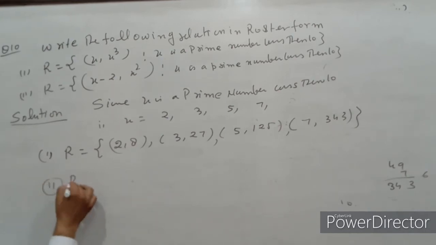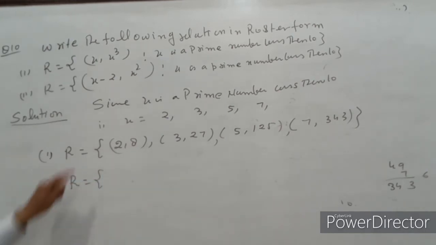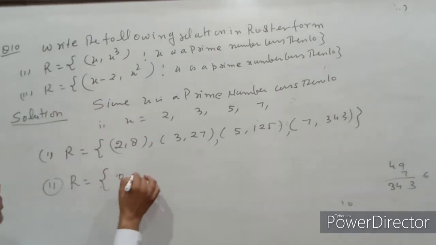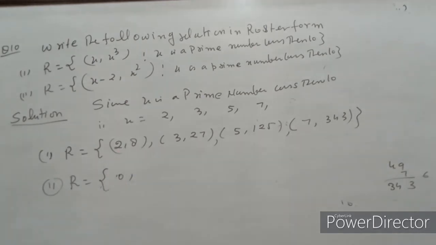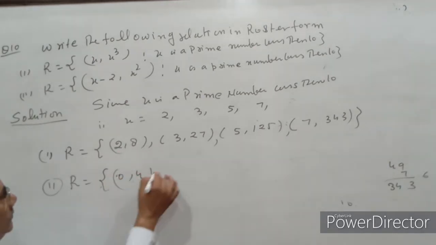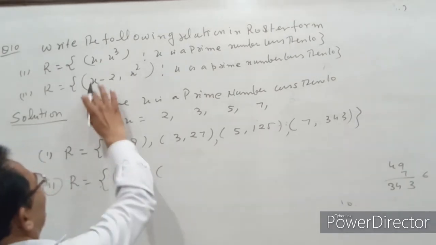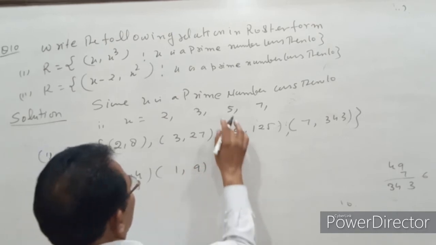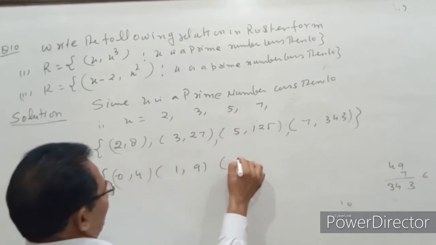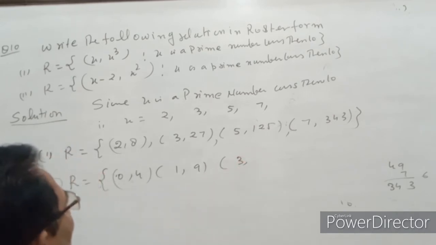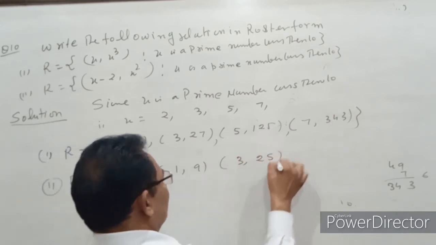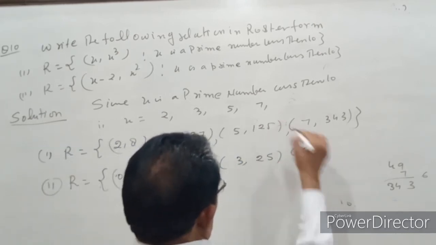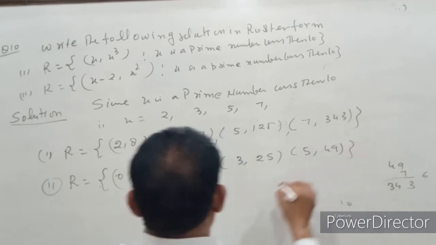अगर हम देखें तो R is equal to, we put x is equal to 2, that is 2 minus 2, 0, और हमने रखा यहाँ पर x is equal to 2, तो 0, 4. Next is 3 minus 2, 1, और 3 का स्क्वायर 9, और that is 5 minus 2, 3, और 5 का स्क्वायर 25, और that is 7 minus 2, 5, और square of 7 is 49.